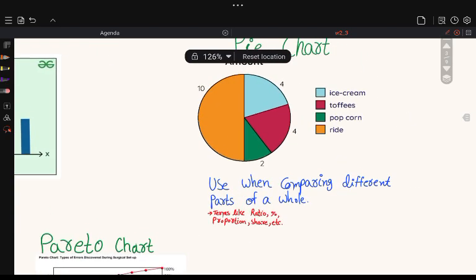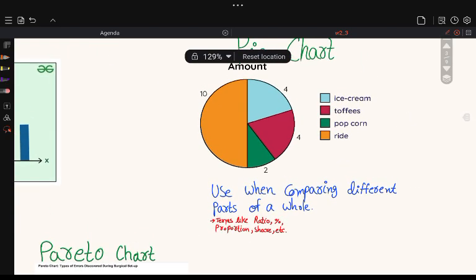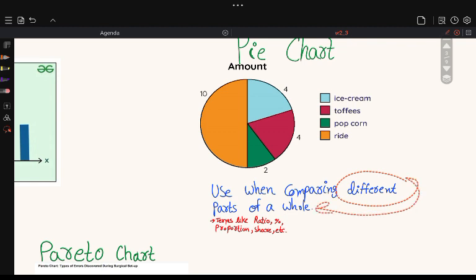But a person studies for 10 hours and wants to allot the study time for every subject. As he has only 10 hours, it will be a single group, right? A 10-hour slot is a single group, and he wants to divide this group into several subject study times. So when we are comparing different parts of a single group as a whole, then we will be using a pie chart.